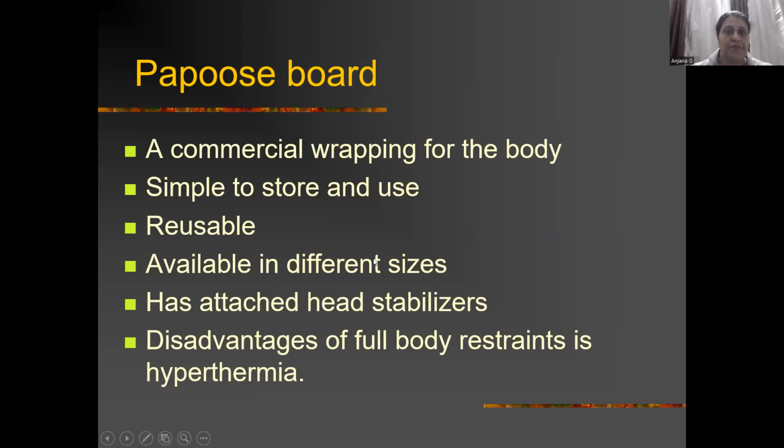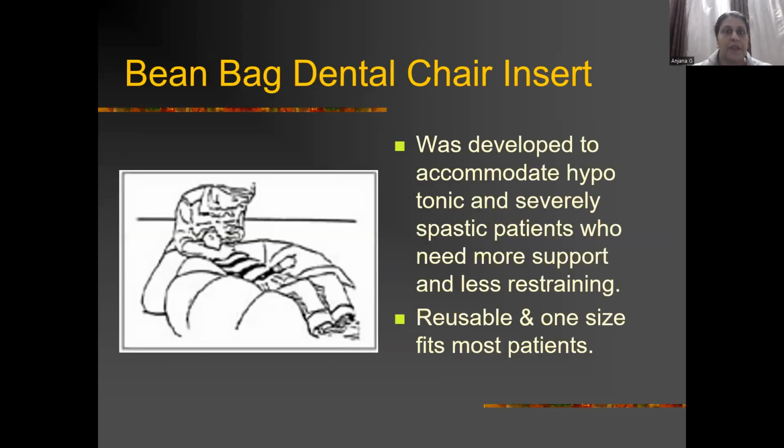Papoose board is a commercial wrapping for the body. It's simple to store and use. It's reusable, available in different sizes, and has attached head stabilizers. A disadvantage of full body restraints is hypothermia. The child can get quite heated up inside the papoose board.